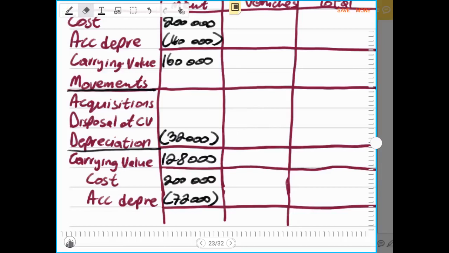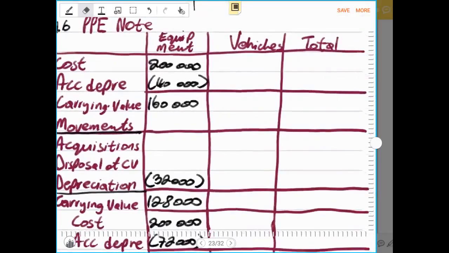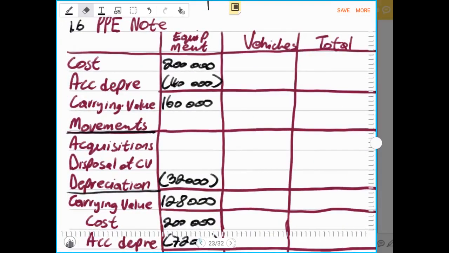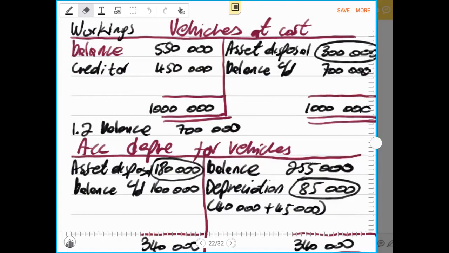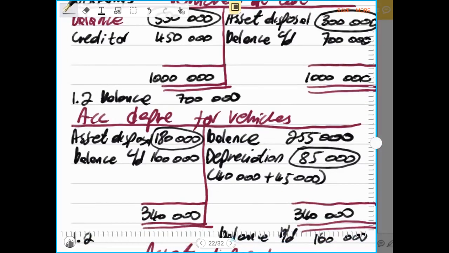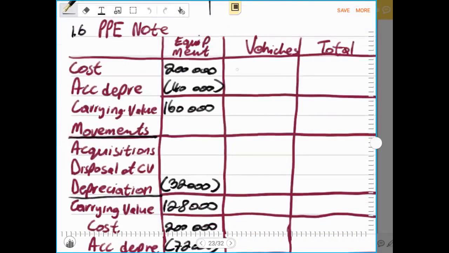Then we go to the second column, being our vehicles. We will just be using the ledger accounts in this case because our ledger accounts have completed everything. In the ledger account, there is an opening balance for vehicles, and the opening balance is 550,000 rands. That opening balance must be exactly the same as that which appears in the note, 550,000 rands, because this is the opening balance on the 1st of January in the year 2012.